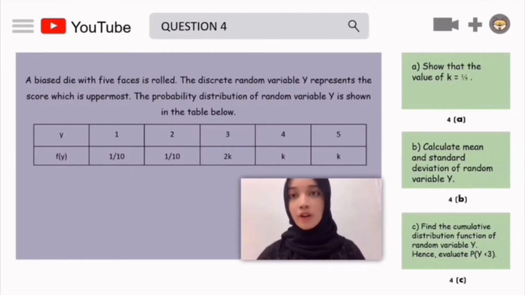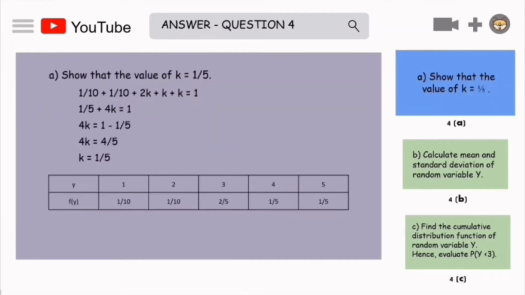Next, let's move on to question number 4. The biased dice with 5 faces is rolled. The discrete random variable Y represents the score, which is the uppermost. The probability distribution of random variable Y is shown in the table below. For question A, we need to show that the value of k is 1/5.